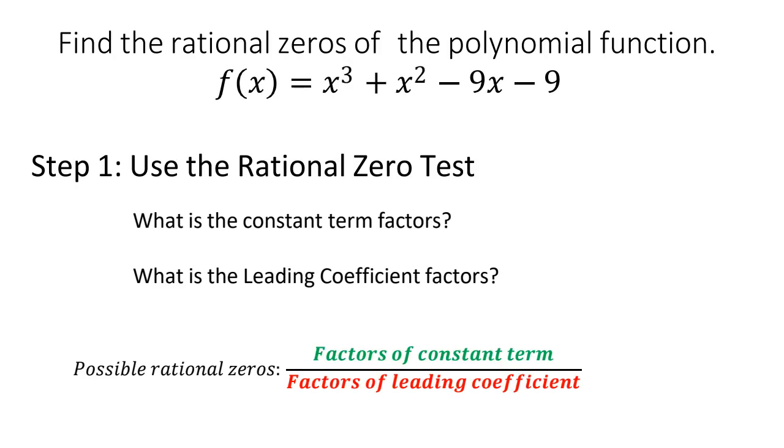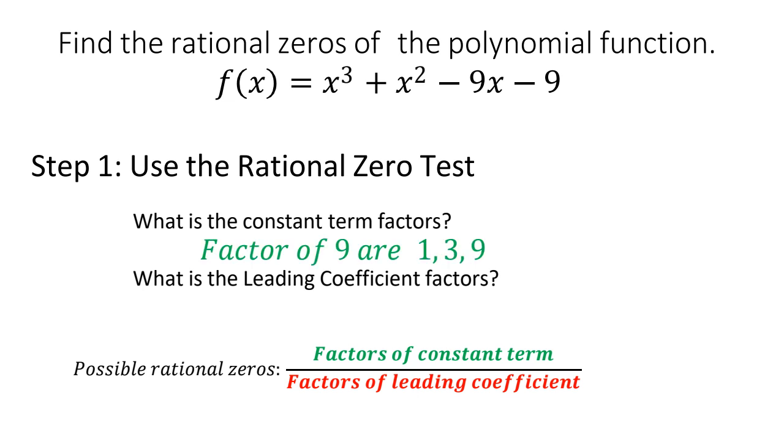Okay, so going back to my question here, let's use the rational zero test to find the possible zeros that this polynomial will have. Okay, so again, what I will do first is I'm going to get the factors of the constant term. My constant term here is 9. Now, I know it's a negative 9, but again, all I'm interested in is its value, and I'm going to show you why in a second.